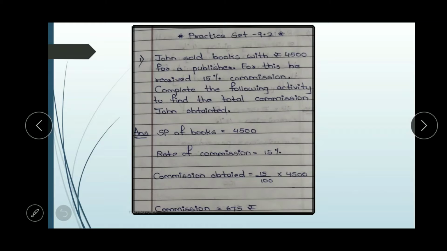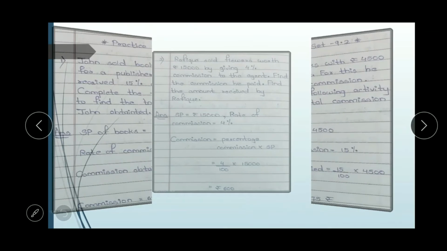So let us begin our answer. Selling price of books is 4,500 rupees. Rate of commission is 15%. So commission obtained is equal to 15 upon 100 into 4,500. So perform the calculation. These 2 zeros gone, these 2 zeros gone. Then 15 into 45, multiply it, you will get the answer 675 rupees. So therefore commission is 675 rupees.